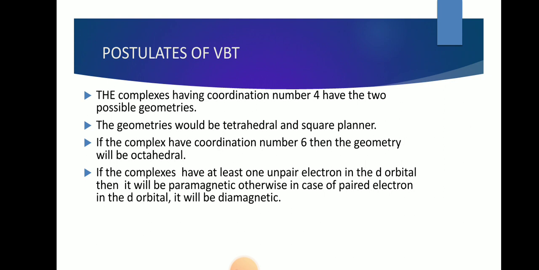The complexes having coordination number 4 have two possible geometries. The geometry would be tetrahedral and square planar. If the complex has coordination number 6, then the geometry will be octahedral. If the complex has at least one unpaired electron in the d orbital, then it will be paramagnetic. Otherwise, in case of paired electrons in the d orbital, it will be diamagnetic.